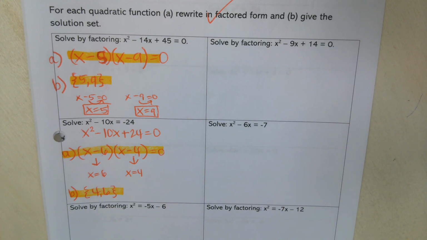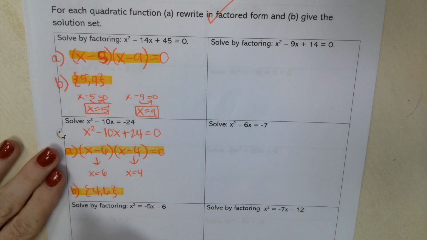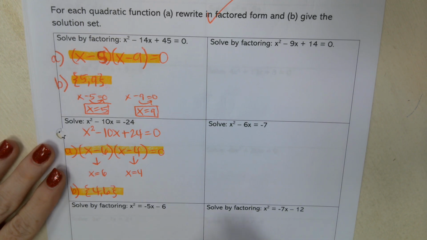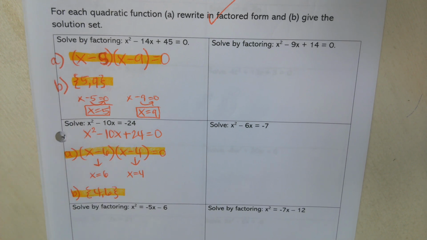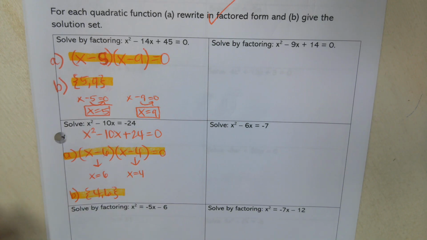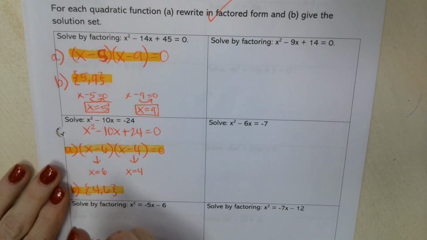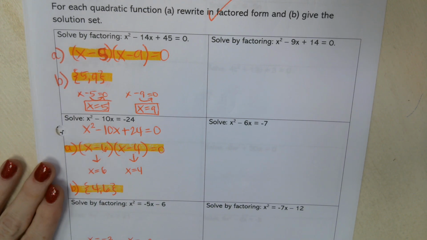Now, I want to do the next one with Desmos. I'm asked to solve x squared equals negative 5x minus 6. I've got my two solutions right here. So part B is already done. My solution set is negative 3 and negative 2. But I got to get back to factored form to complete part A. My solution was x equals negative 3 and x equals negative 2.